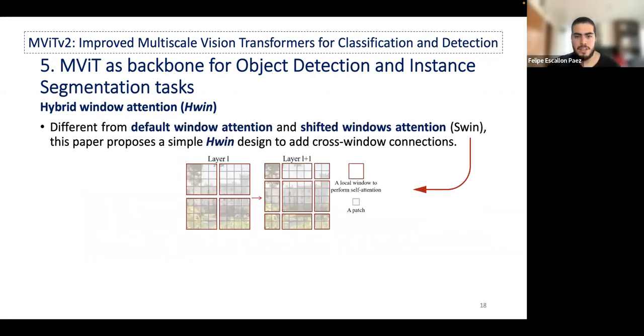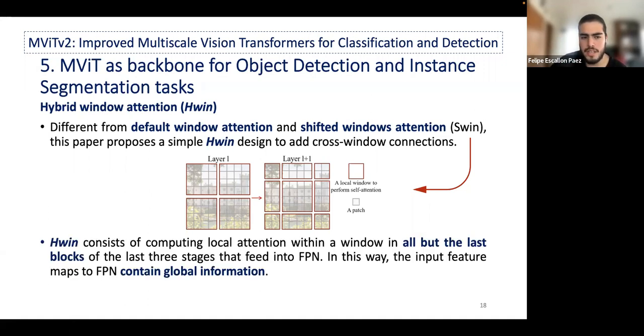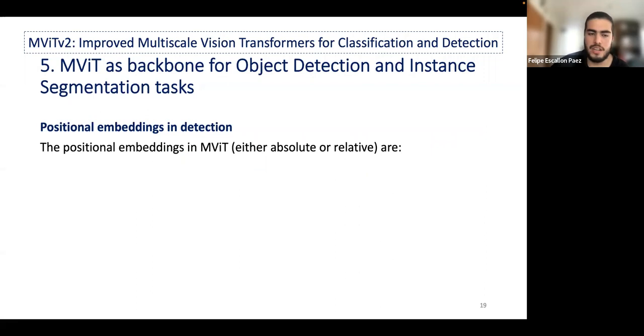The Swin approach, as can be seen here, is that in one layer, the windows are in one way, and then they are shifted for a second layer so that there are overlapping windows between layers. What they propose here is just a simple modification to the original windows so that they do not have these cross-window connections like in Swin, but they do have modifications in the original window embedding.